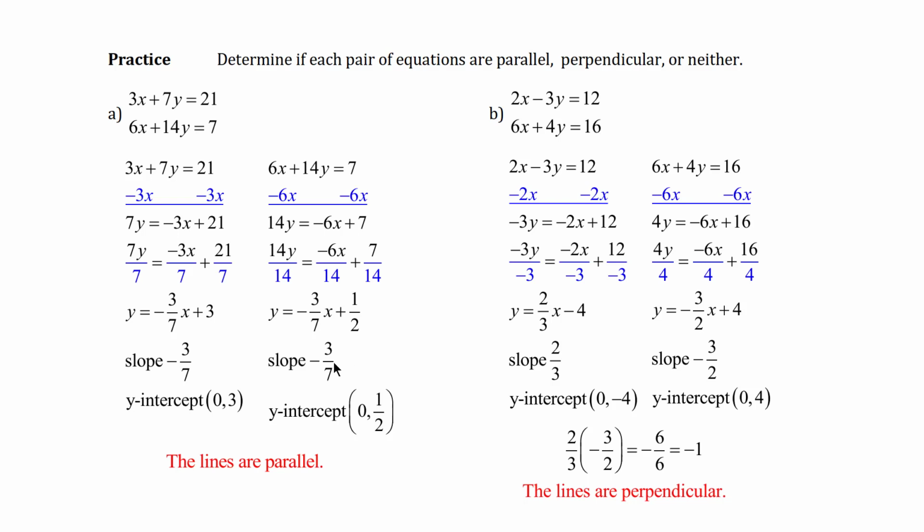The slope is negative 3 over 7, and the y-intercept is (0, 1/2). Because we can see that the slopes are equal and the y-intercepts are different, this indicates that the lines are parallel.